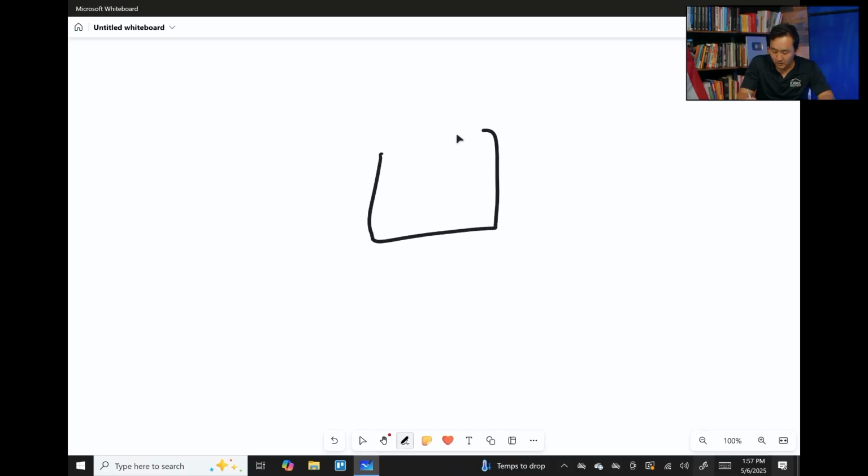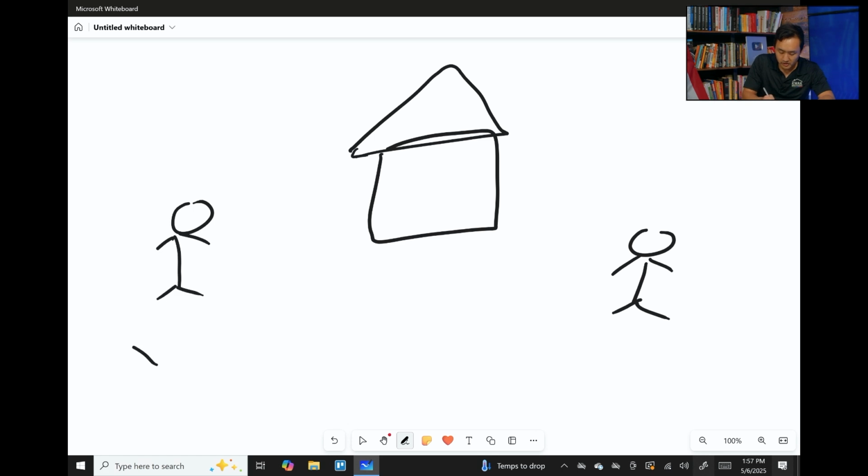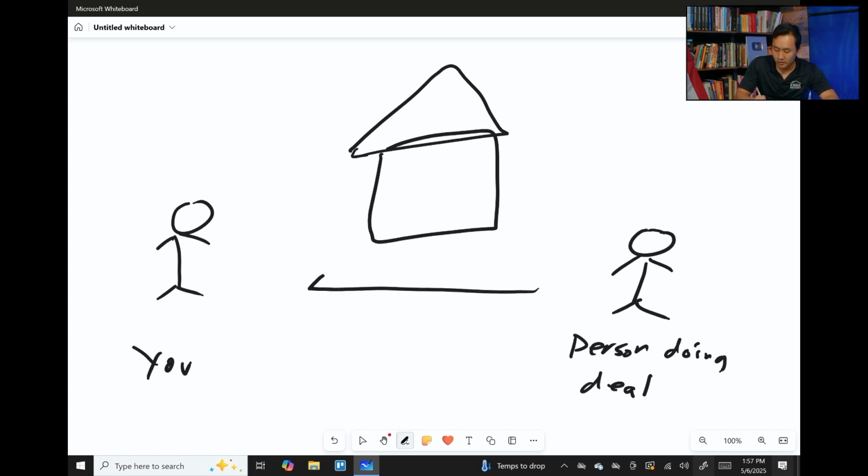So we've got our house right here, okay? You have the person doing the deal, okay? And then you have you. So this is you, this is the person doing the deal, okay? Now, this person right here is probably gonna give you, for borrowing your money, 8 to 12%. However, you, having the HELOC, will probably be charged 8 to 12%. Now, if you guys noticed, it's the same number.